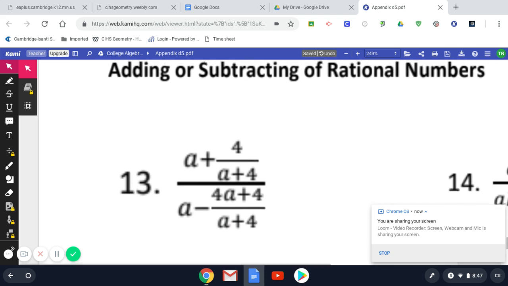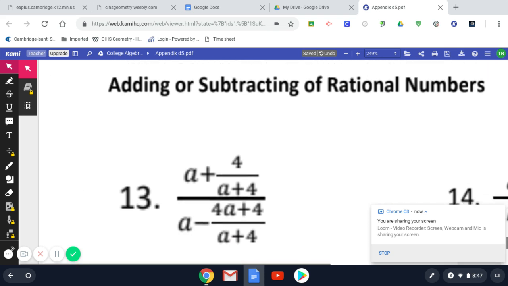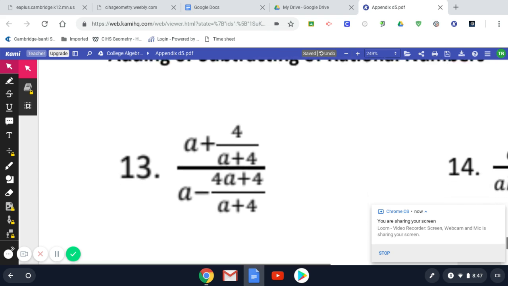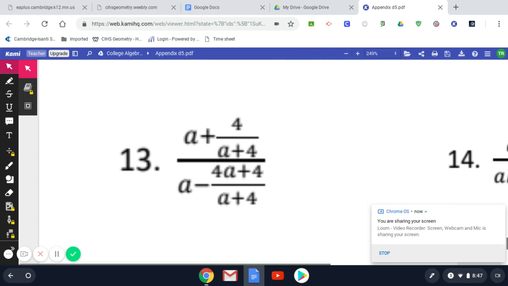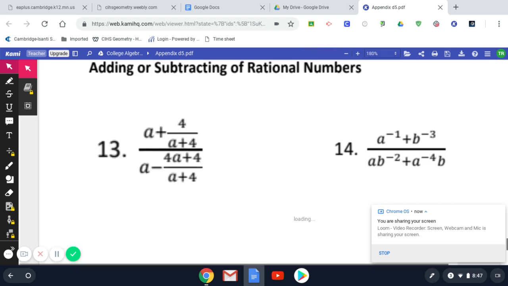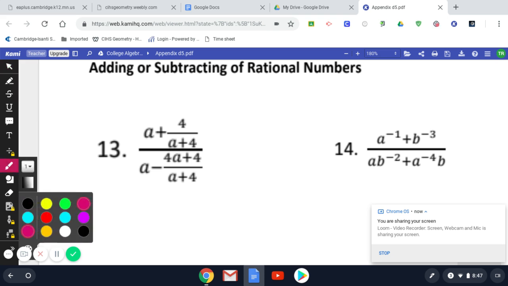All right, now we're dividing. And so here, when I approached this, there's a lot of ways you probably could do it, but I looked at my numerator and my denominator each separate. So I'm just going to focus initially simply on this numerator, and I'll put it in this burgundy color. So what I have is a plus 4 over a plus 4.